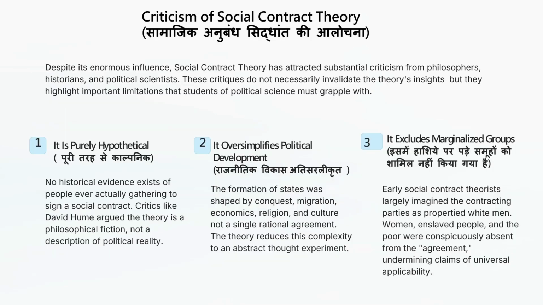If we talk about the criticism of social contract theory, despite its enormous influence, it has attracted substantial criticism from philosophers, historians, and political scientists. These critics do not necessarily invalidate the theory's insights, but they highlight important limitations that students of political science must grapple with. Critics argue that there is no historical proof that people actually made such a contract, and this theory is mainly hypothetical and philosophical. Additionally, the development of states was influenced by many complex factors such as culture, economics, and history.